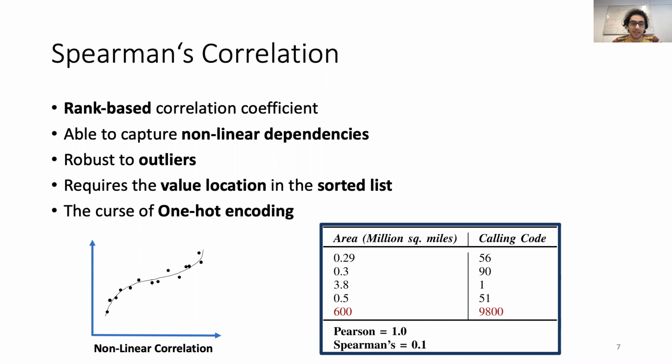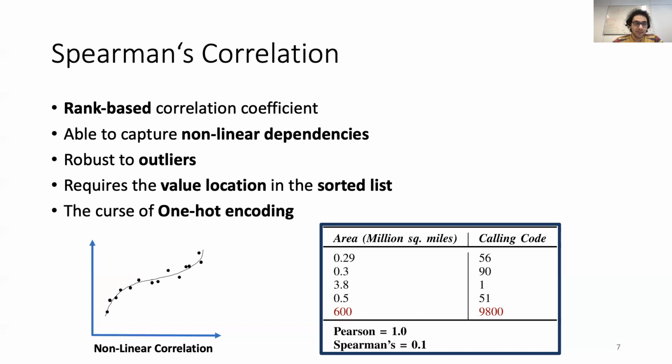Consider the depicted example here with two columns. As you see, there is no clear correlation between the area column and the calling code column of a country. However, in this example, there is an outlier row that has outlier values in each column. That's why Pearson correlation is skewed by these outliers and presents a very high correlation value. On the other hand, Spearman's correlation is very robust to this outlier and shows a relatively low correlation value.